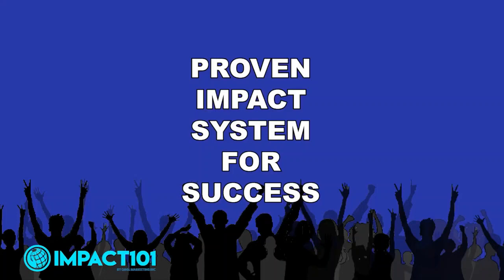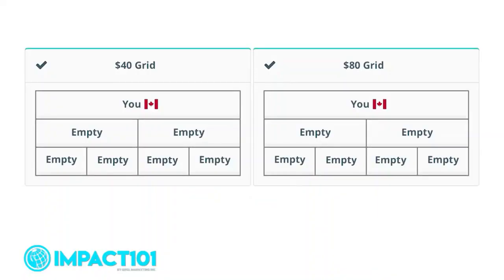There's a couple of other things to be aware of when making your decision as to what level of grids you want to start with. 1, you must be in the grids in ascending order. For example, you must be in the $40 grid to be in the $80 grid. You must be in the $80 grid to be in the $150 grid, and so on. So choose the combination of grids that works for your situation.